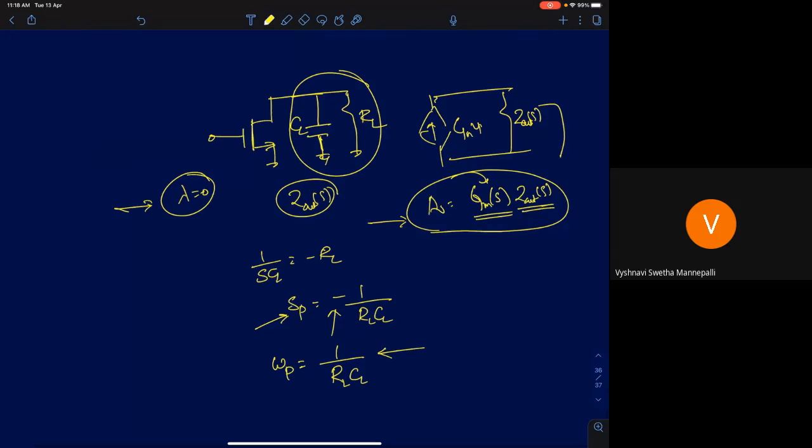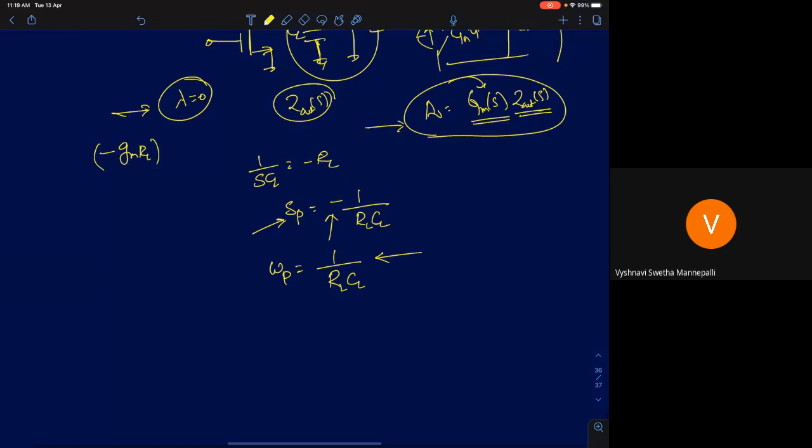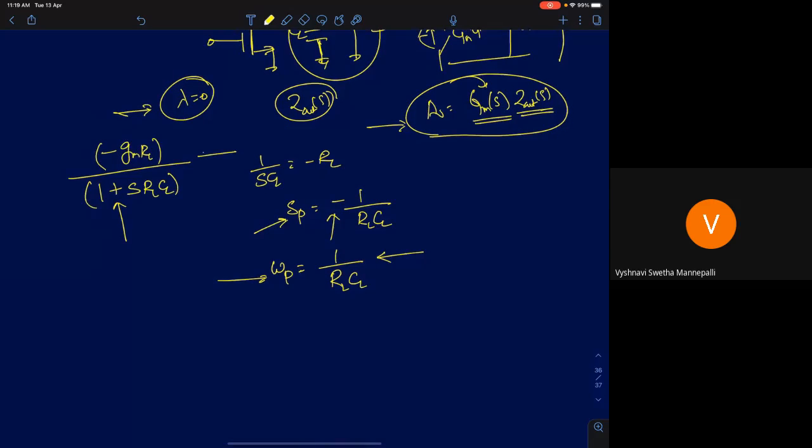Now you also know the DC gain happens to be minus GmRL. Since there are no zeros in the system, the transfer function will be minus GmRL divided by 1 plus s by omega p. For a left half plane pole, that is 1 plus s RLCL. That's it. So now we wrote the transfer function for this system, with a pole and a DC gain of minus Gm into RL.